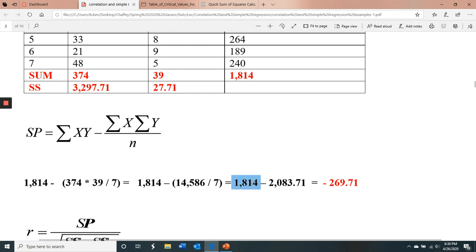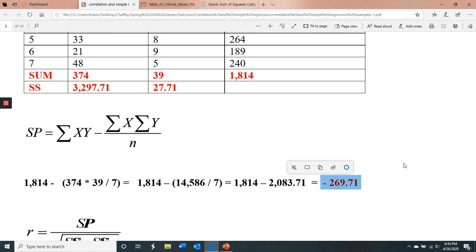So our sum of xy, 1,814 minus 2,083.71. Our SP is negative 269.71. You might think, oh my God, I thought we're not supposed to have negatives.